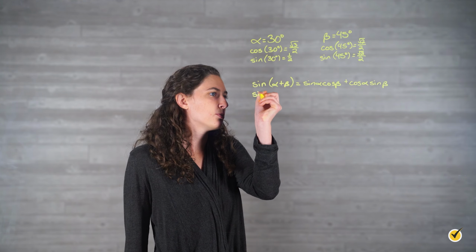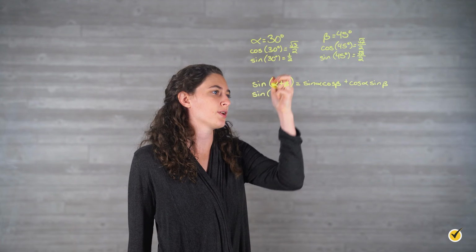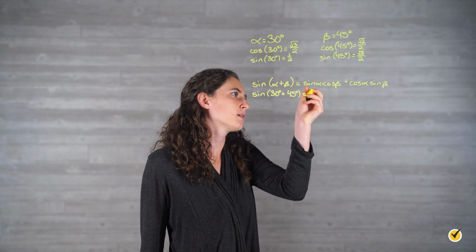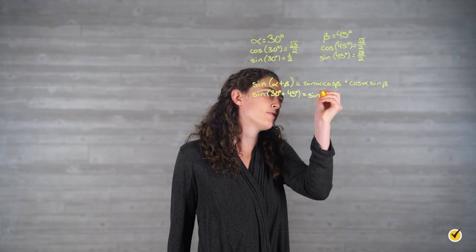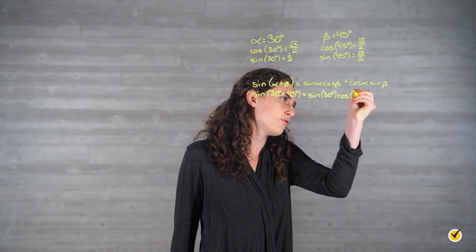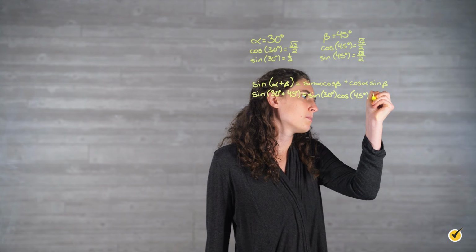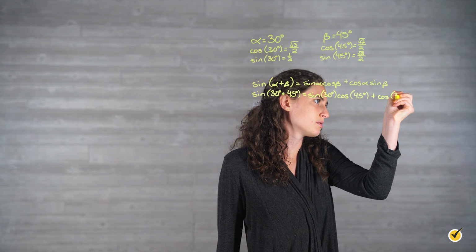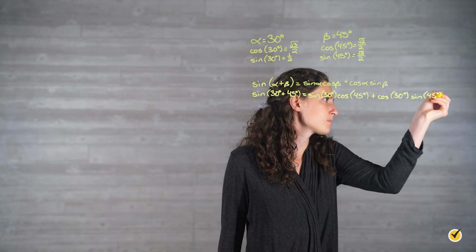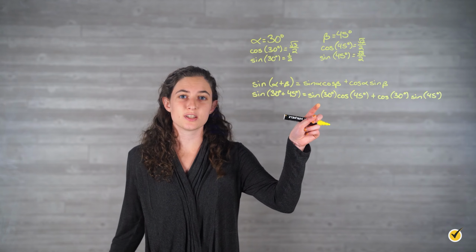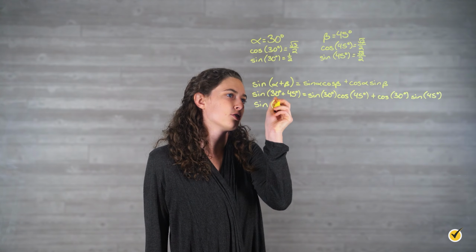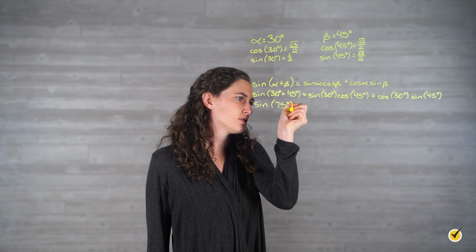So the sine of alpha plus beta is the sine of 30 degrees plus 45 degrees. Then we have the sine of alpha, which is 30 degrees, times the cosine of 45 degrees, plus the cosine of 30 degrees, times the sine of 45 degrees. Then we're going to substitute in our sine and cosine values.